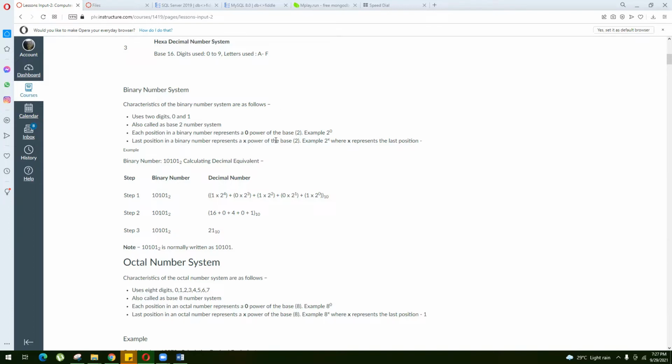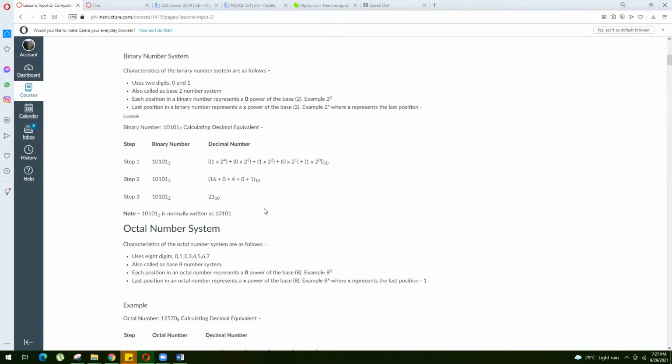Each position in a binary number represents a power of the base 2, for example 2 raised to 0 for the first position, and the last position represents 2 raised to the power of x. For example, we are converting binary 10101 to decimal. What we need to do is split all the digits into separate groups, and then multiply them by 2, which will be raised to a power depending on the position.